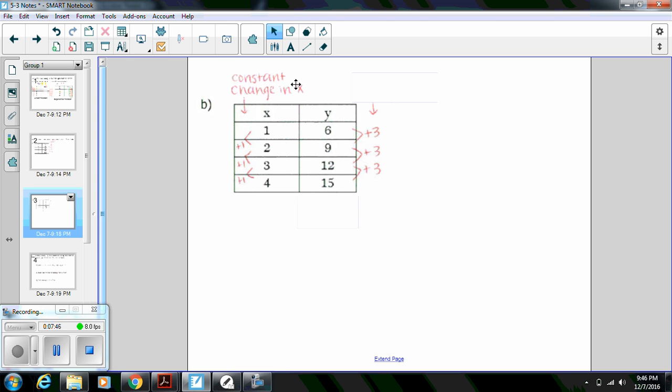So I have a constant change in the x and a constant change in the y. This gives me my slope. All linear equations have slope. We have a linear table.